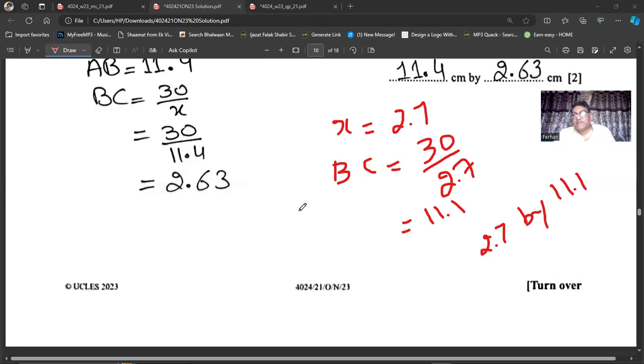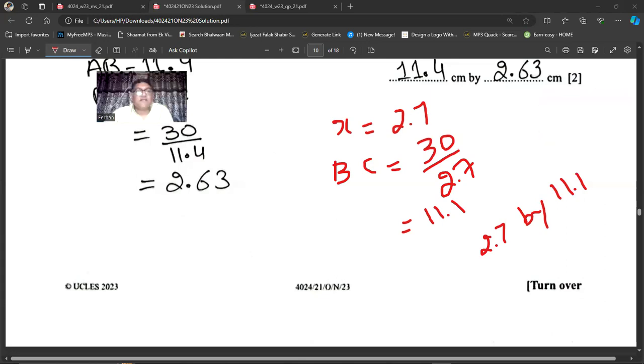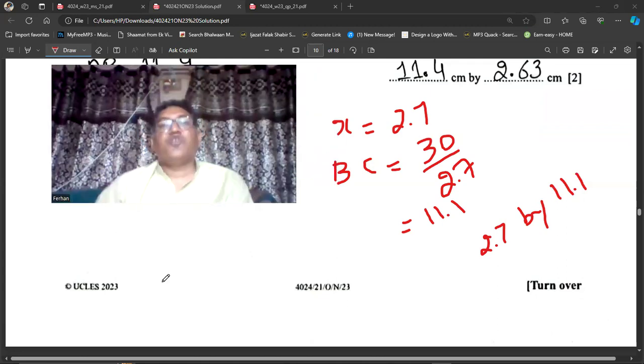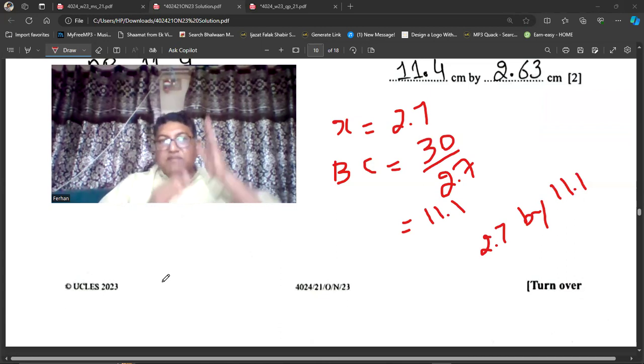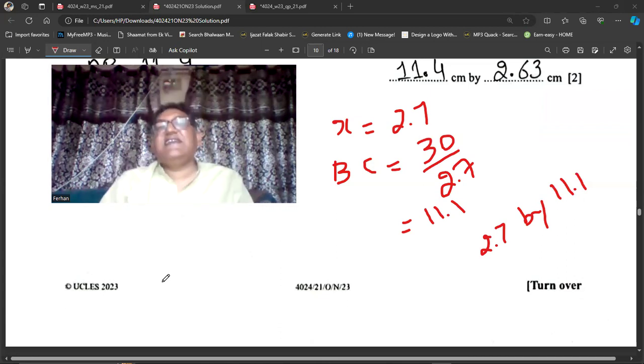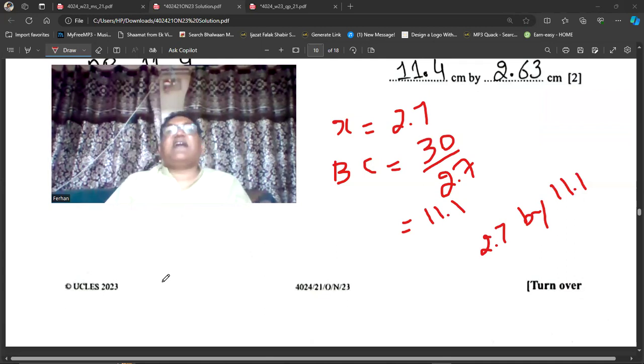Yeah. So they said that the value of x should be less than the value of BC. The AB side is x, 2.7, and BC will be 30 divided by 2.7. So the AB side is 2.7 and BC is 11.1. So the dimensions of that rectangle are 2.7 by 11.1. So length and width are 2.7 and 11.1.